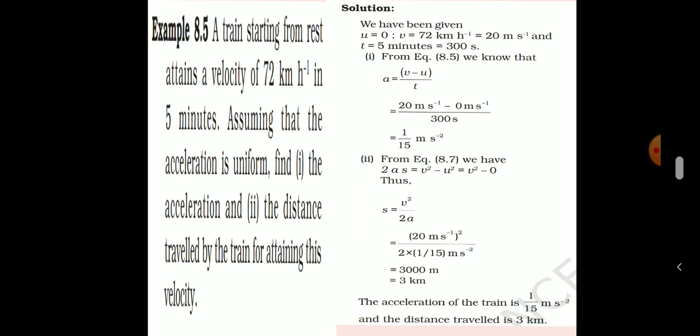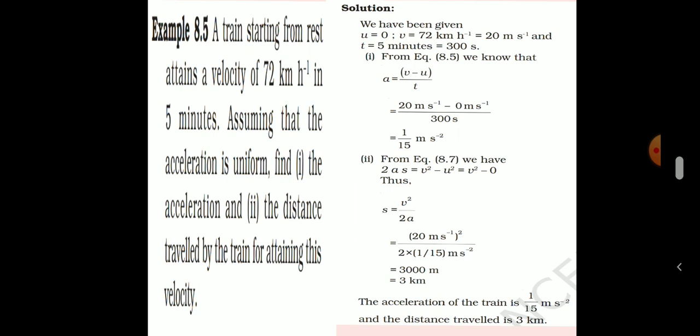A train starting from rest attains the velocity of 72 km per hour in 5 minutes. Assume that the acceleration is uniform. Find the acceleration and the distance traveled by the train for attaining this velocity.